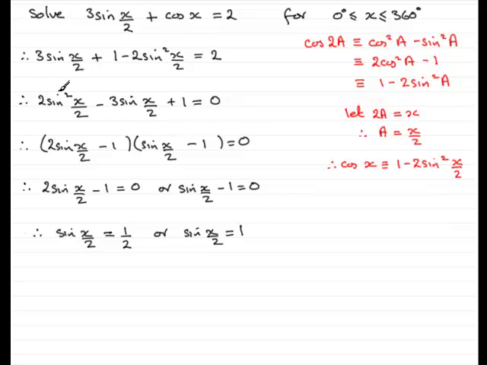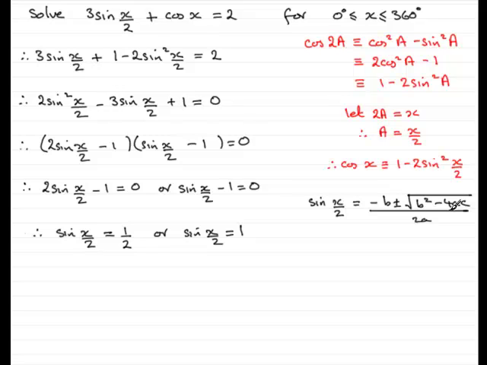Now, if you weren't happy about factorising your quadratic, then you could use the quadratic formula. Here we have a quadratic equation in sine x upon 2, so it would be that sine x upon 2 would equal, and the quadratic formula is minus b plus or minus the square root of b squared minus 4ac, all divided by 2a, where a, b and c can be found from here. A is 2, b is minus 3, c is 1.